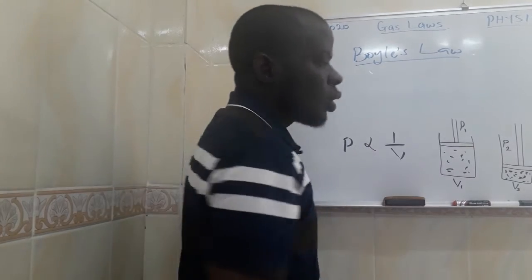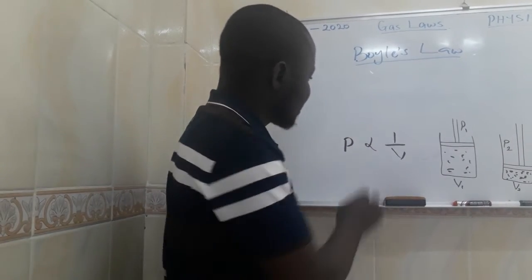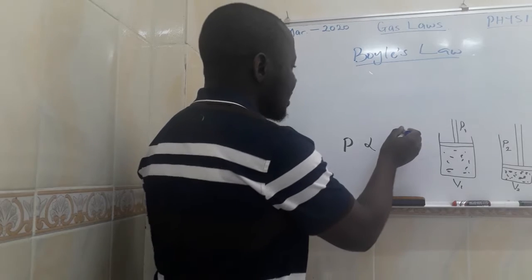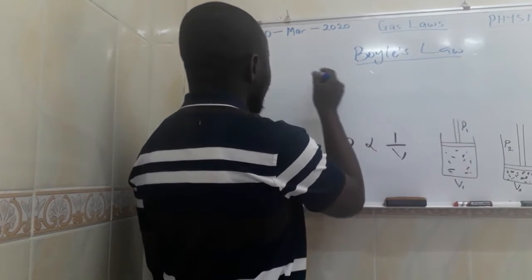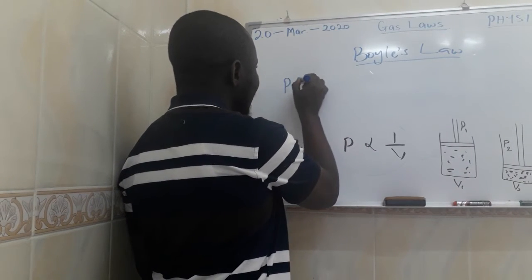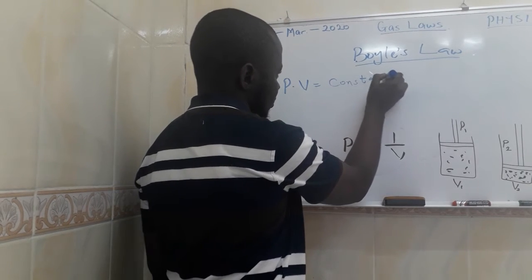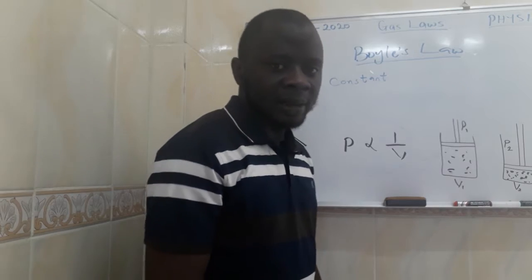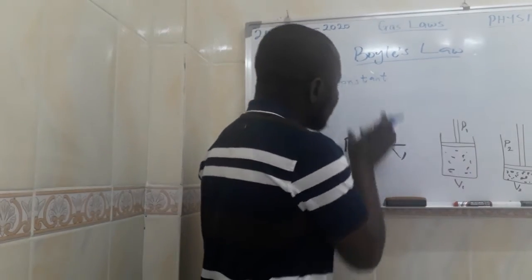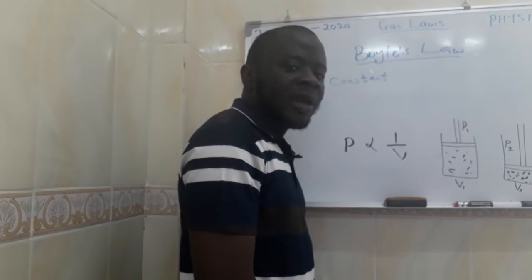Okay, let us try to understand what happened. Now I will take this first. What this means is that my P multiplied by V is equal to a constant. That is the meaning of this. Now, let me put this into this illustration I have here.